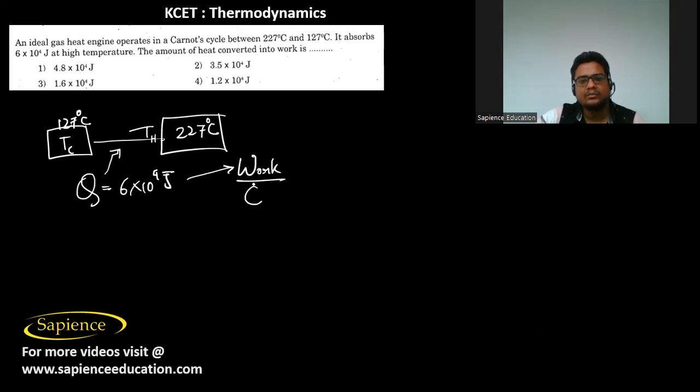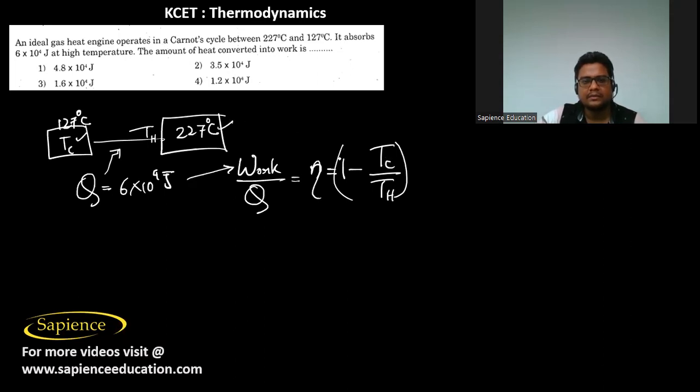So as we know, work done by heat supplied is equal to the efficiency of the Carnot's engine, and that is equal to 1 minus Tc by Th, 1 minus the temperature of the cold reservoir by the temperature of the hot reservoir. And these temperatures should be taken in Kelvin. So therefore, here Tc will be 127 plus 273, so that is 400 Kelvin. And Th, the temperature of the hot reservoir, is 273 plus 227, that is equal to 500 Kelvin.